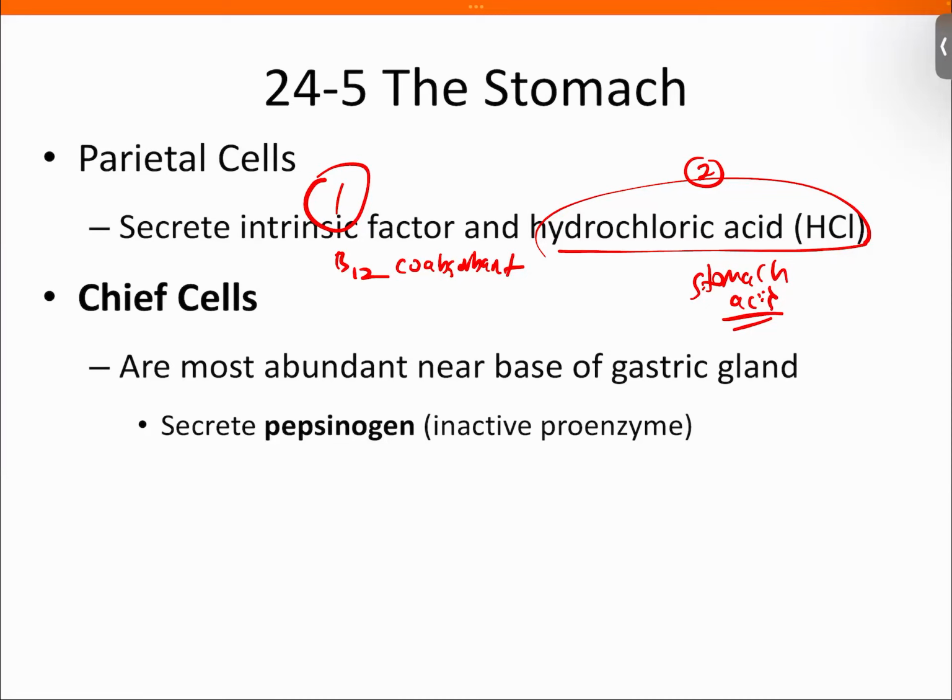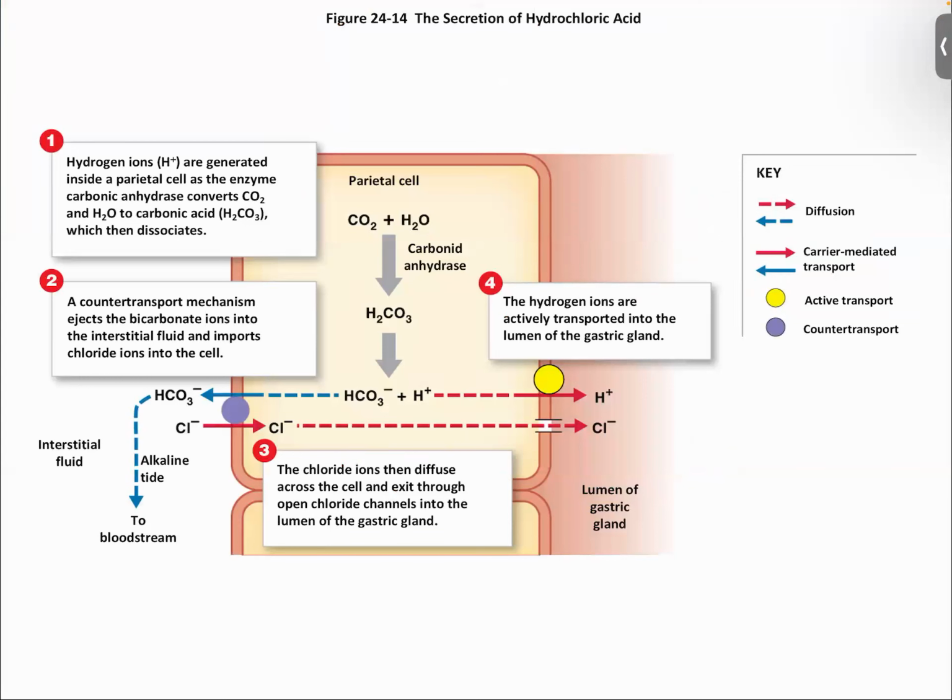The chief cells, on the other hand, which there's a lot of them, are basically secreting pepsinogen, which is an inactive enzyme, which is a protein cutter. So this is a proteolytic enzyme that digests proteins. So the proteins that you eat, it digests them. The "ogen" basically means it's in an inactive form, so it has to be activated. And that's what the chief cells are making.